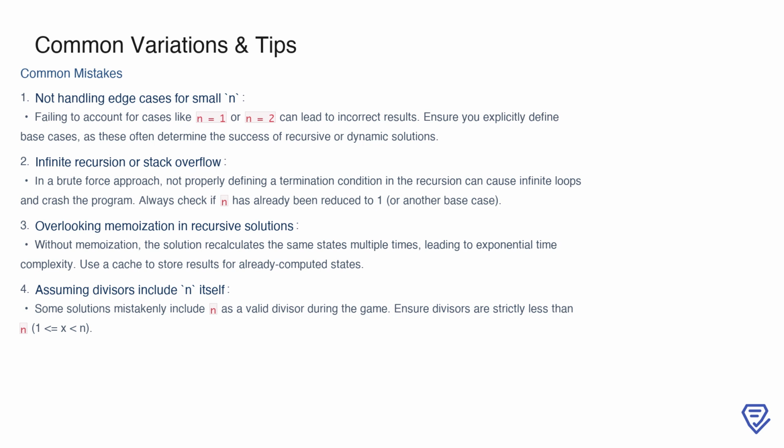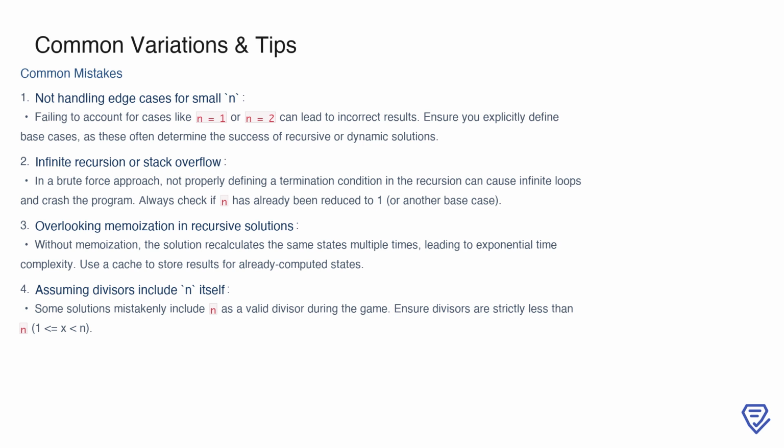When tackling the divisor game, there are a few common mistakes to watch out for. First, not handling edge cases for small values of n like 1 or 2 can lead to incorrect results. These edge cases often serve as the base cases for recursive or dynamic solutions, so it's crucial to define them explicitly. Another issue is infinite recursion or stack overflow, which can arise in brute force approaches if you don't properly terminate the recursion. Always ensure the recursion stops once n is reduced to 1 or another base case.